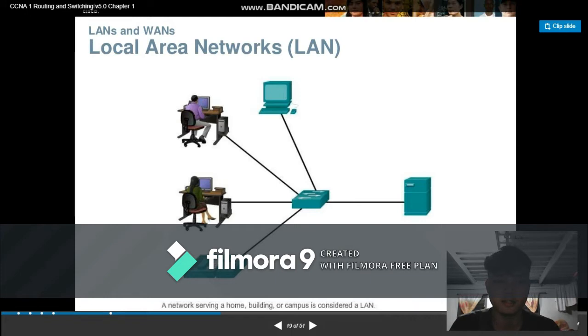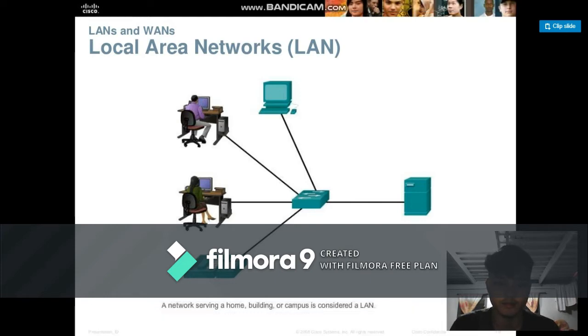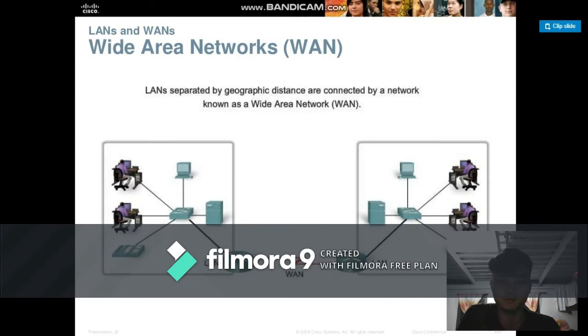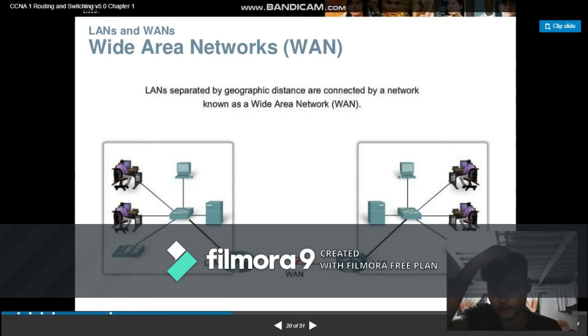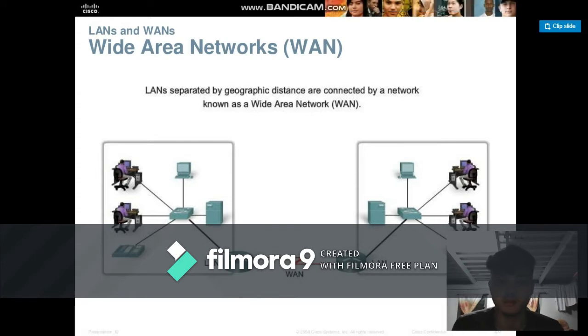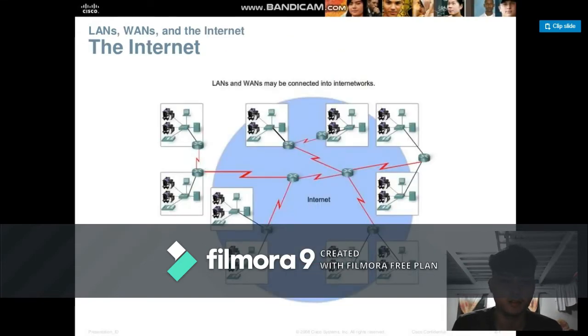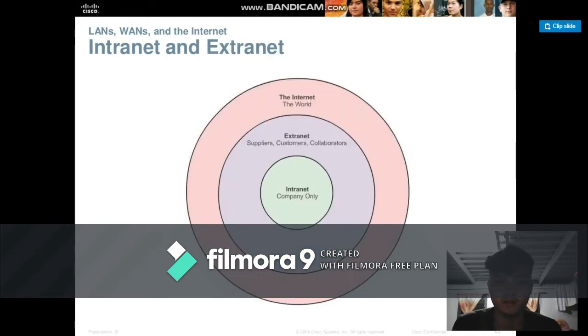A local area network is a network servicing a home. A wide area network is LANs separated by geographic distance that are connected by a network. Then the internet: as you can see, LANs and WANs may be connected to internetworks. The internet is the world. An extranet is for suppliers and customers. And an intranet is for the company only.